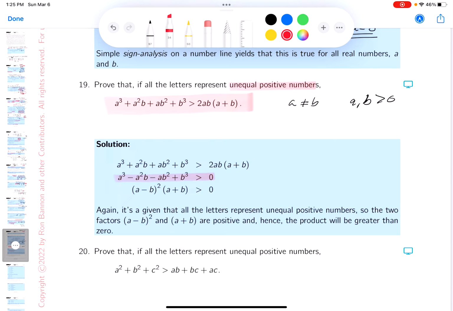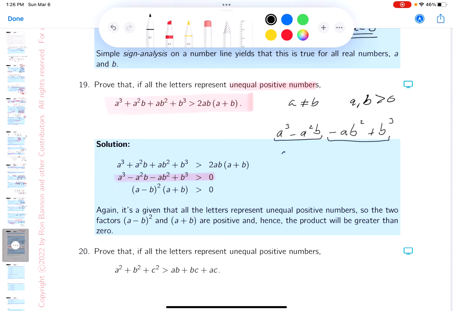Here comes the tough part. And the tough part is to basically factor the problem. And there's a couple of ways you could do it. I'm just kind of looking at it. I want to put it on the side for you. And I'm looking at a cubed minus a squared b, and I'm looking at minus a b squared plus b cubed. I want to factor it. And I would try grouping first.